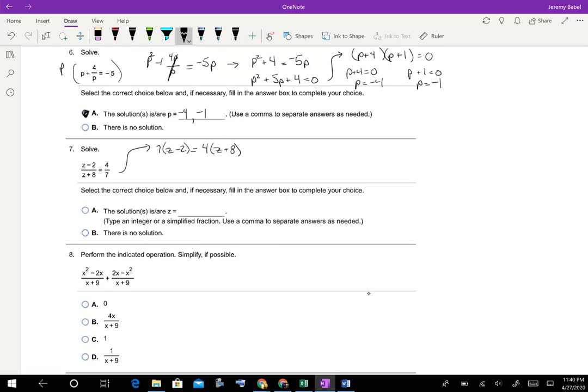But now we can't just divide. We have to distribute. 7z minus 14 equals 4z plus 32. Let's get all the z's on one side and the numbers on the other. So we'll subtract 4z from both sides. We get 3z minus 14 equals 32. Add 14 to both sides, and we get 3z equals 46. Then divide both sides by 3, and you get z equals 46 over 3.